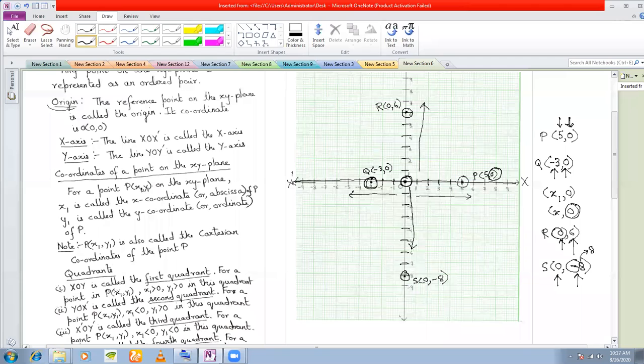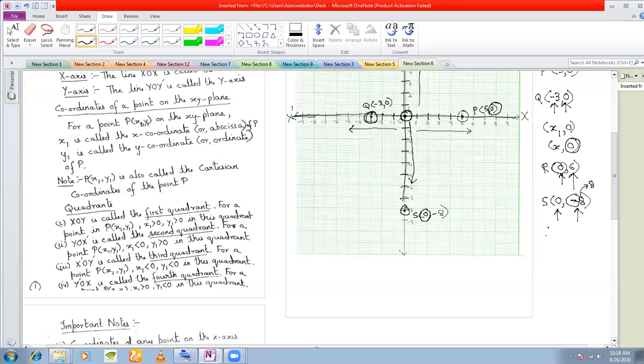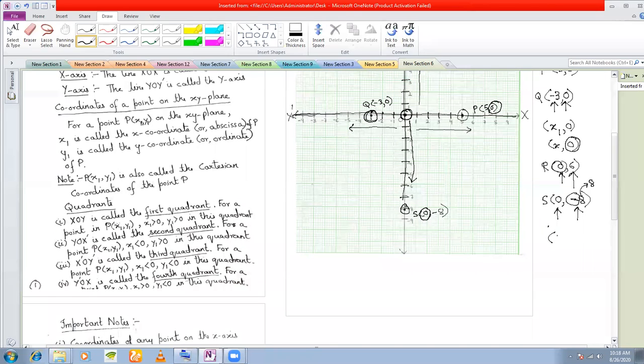Another important observation is that any point on this y-axis will have its x coordinate 0. See here, we have the x coordinate, or the abscissa, 0. And here also the abscissa is 0. Therefore, any point on the y-axis can be represented by (0, y) or (0, y1). If I give you the point (0, y), even if you don't know the value of y, because you see the x coordinate to be 0, you can say that the point has to be somewhere on the y-axis.